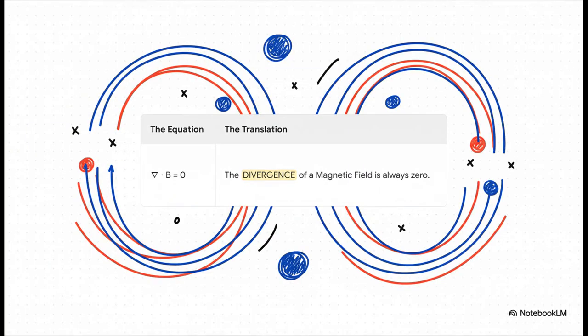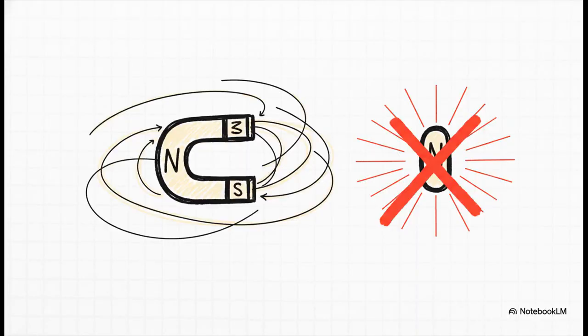This time we ask the magnetic field B about its divergence. We ask, hey, are you spreading out from a source? And the answer the universe gives us is 0. Always 0. Nothing. There is no spread. So what in the world does that mean?